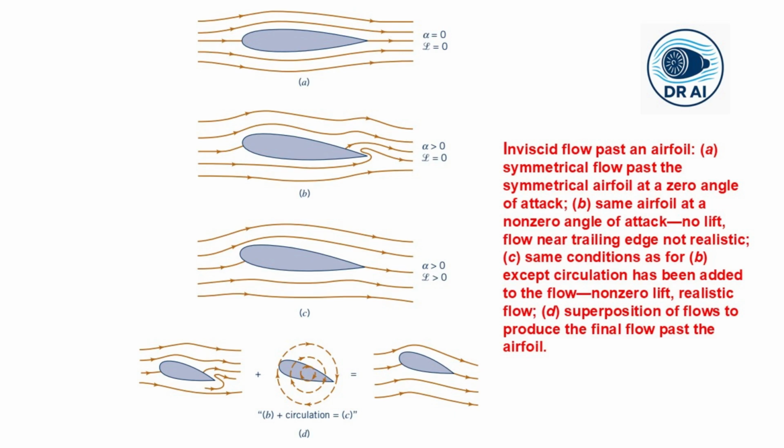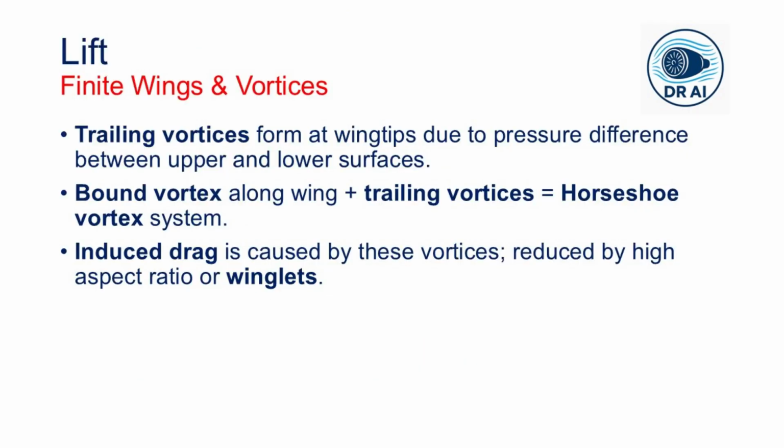The amount of circulation needed is not arbitrary. It's determined by the Kutta condition, which requires that the flow leaves the trailing edge smoothly with equal velocities on the upper and lower surfaces at that point. This condition uniquely determines the circulation for a given airfoil shape and angle of attack. While adding circulation might seem like a mathematical trick, it has solid physical foundations, as we will see in the next slide, which is the physical reality of circulation in terms of wingtip vortices.